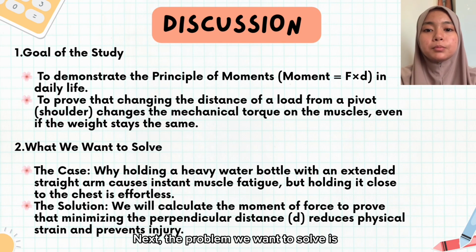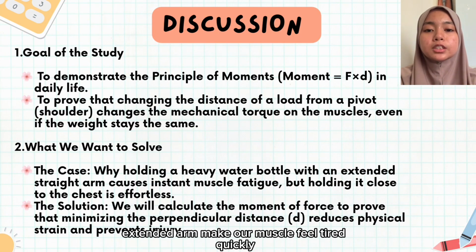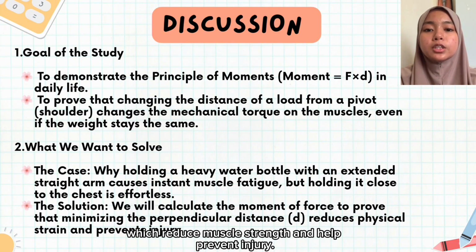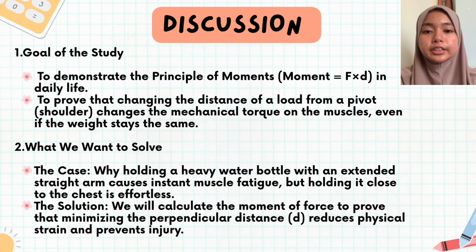Next, the problem we want to solve is why holding a water bottle with a straight, extended arm makes our muscles feel tired quickly, while holding the same bottle close to the chest feels much easier. By calculating the moment of force, we can prove that a shorter distance produces a smaller moment, which reduces muscle strain and helps prevent injury.